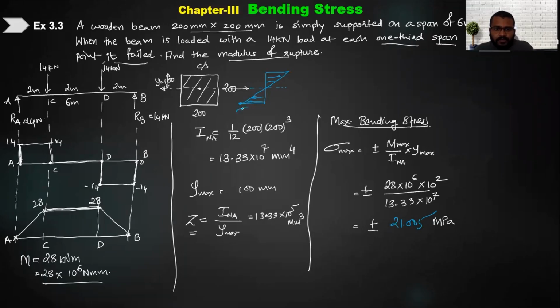Right? This is sigma tensile, sigma compressive. The maximum value is 21 MPa. So your material should be capable of sustaining this 21 MPa value of stress, so that your wooden beam will not rupture. Otherwise क्या होगा? सबसे पहला फ्रैक्चर आएगा उसके ऊपर. अभी वो नीचे भी आ सकता है, ऊपर भी आ सकता है.